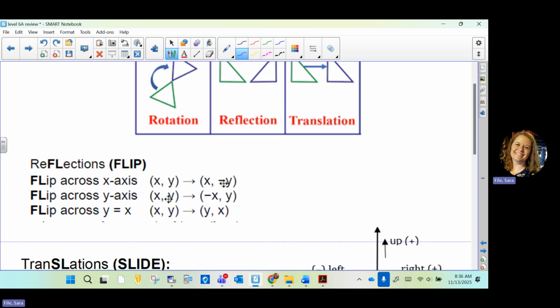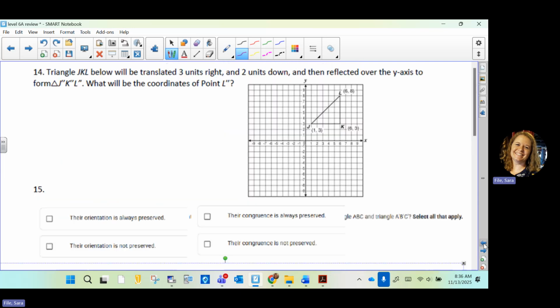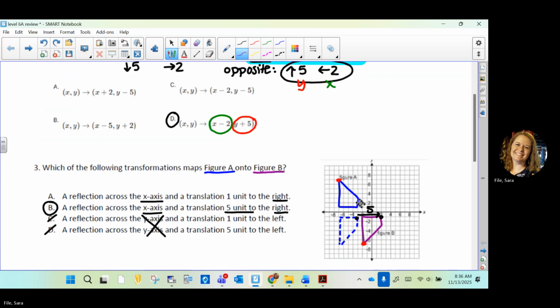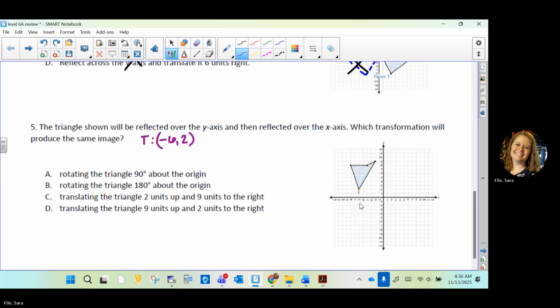It says reflect over the y-axis. That means the x value is going to change signs. And then I reflect over the x-axis. That means the y value is going to change signs. So T prime is after the y-axis reflection. If I go over the y, the y stays the same, so the x is going to change to +6. The y is going to stay as is.